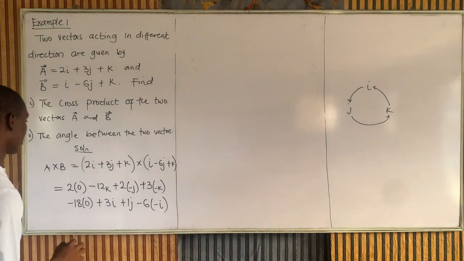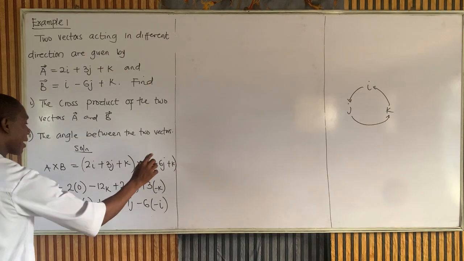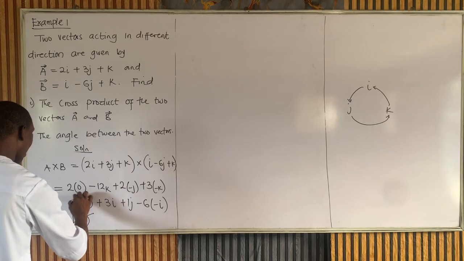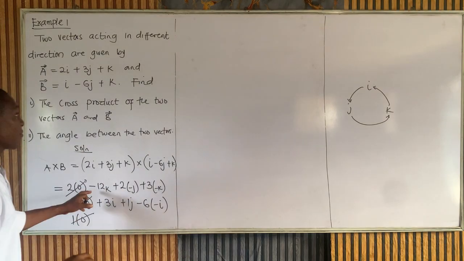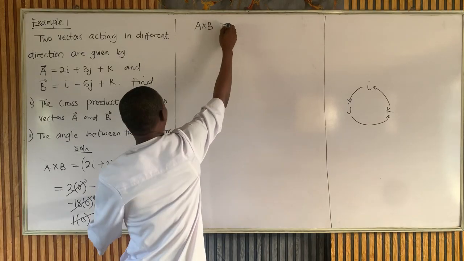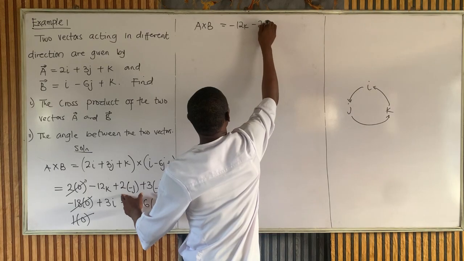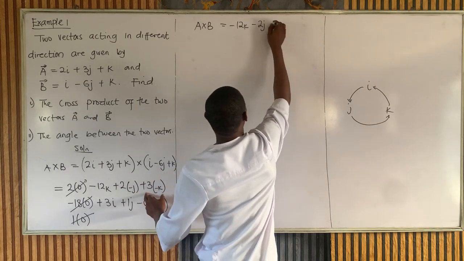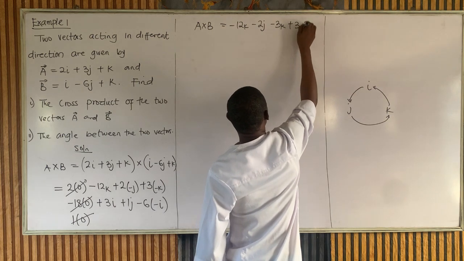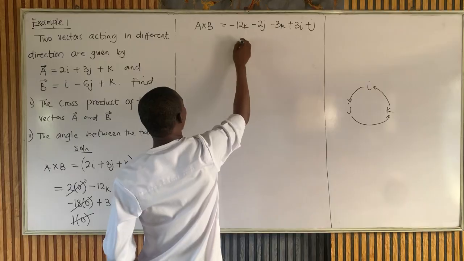And then lastly, we have 1 times 1, that's 1. And k cross k, that's 0. This goes off, and this goes off. We are left with A cross B being minus 12k, then minus 2j, then minus 3k, again plus 3i, again plus j, and then plus 6i.